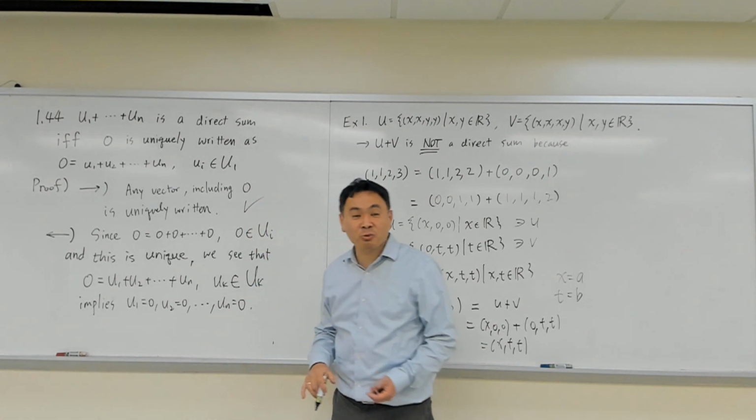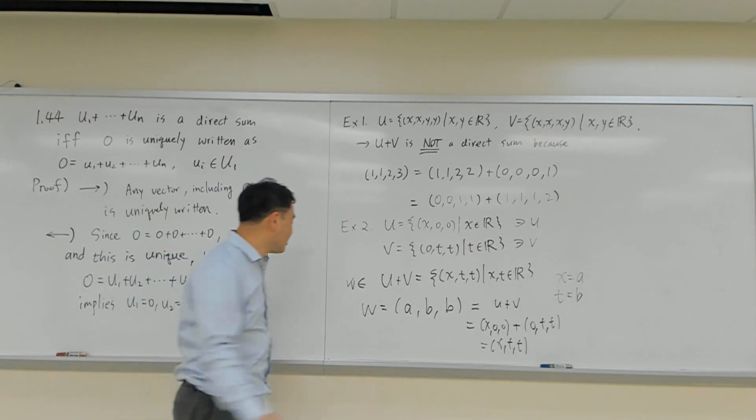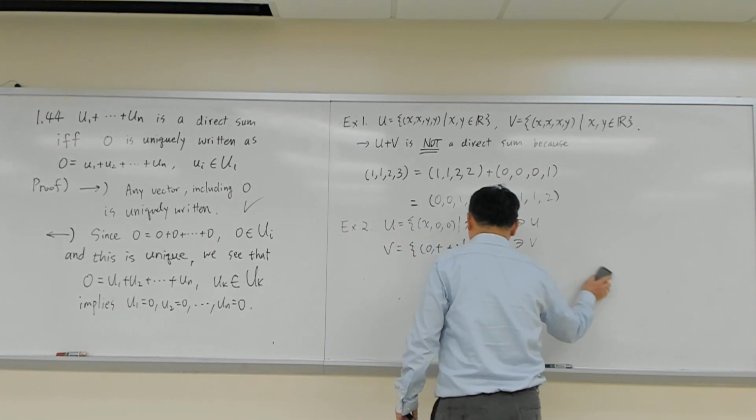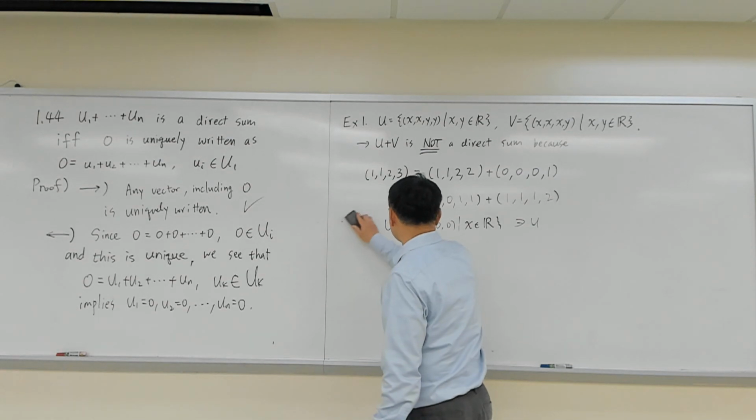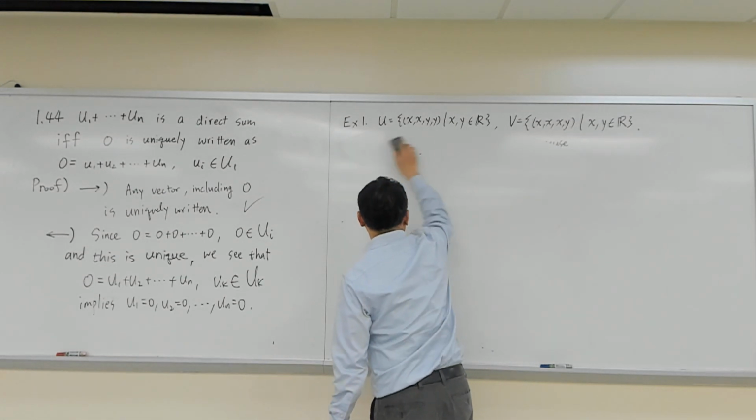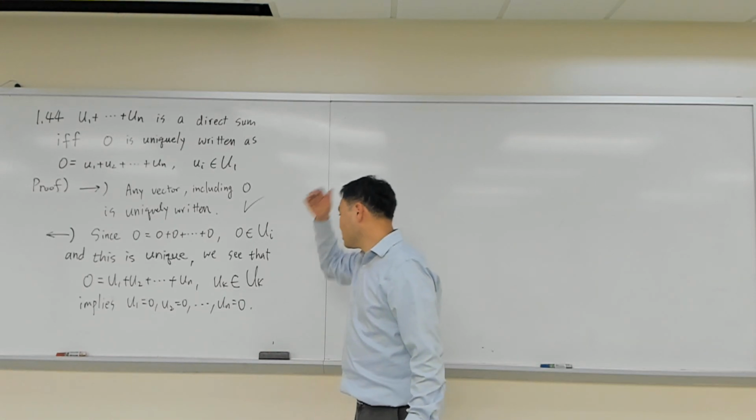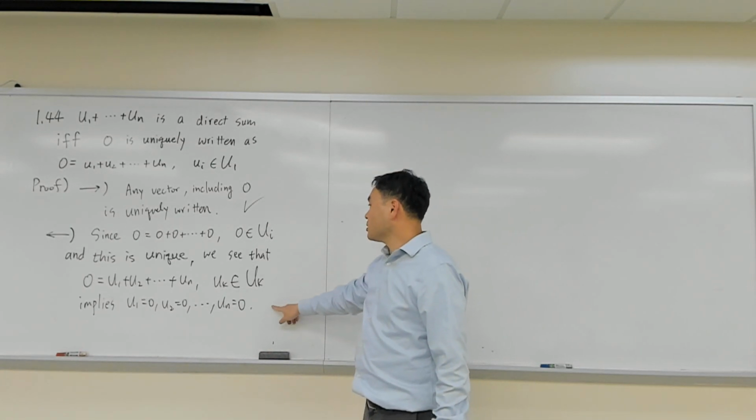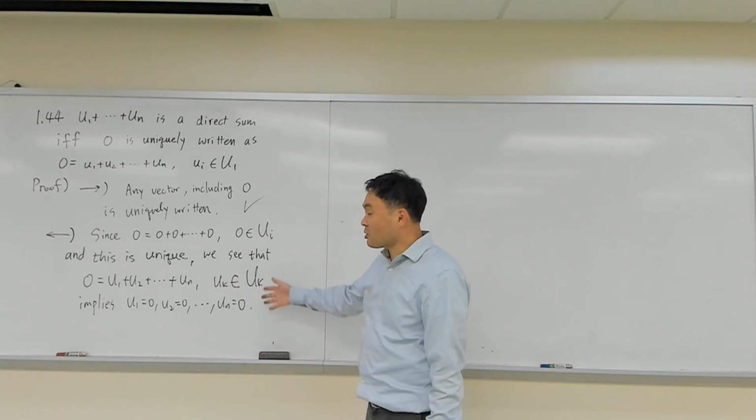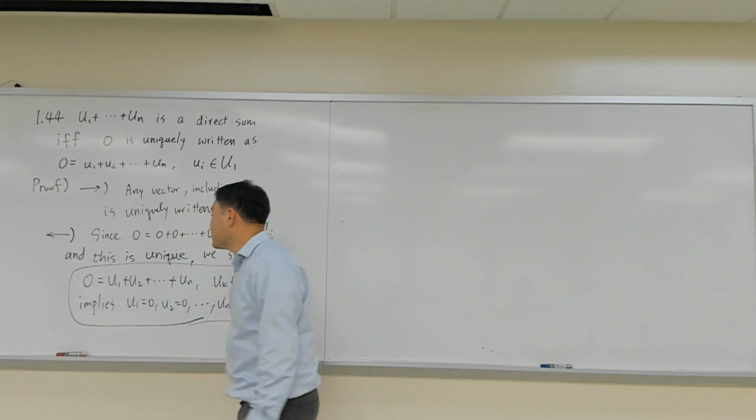Wow, that's actually a pretty powerful thing. It means that anytime you can see 0 equal to a bunch of vectors from each of the subspaces, then every one of these vectors must be 0. That's a pretty powerful thing. So we're going to use this. How do we use it?